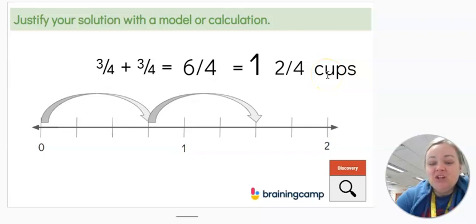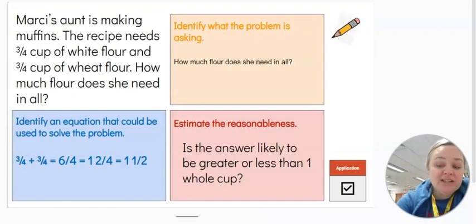cups. Good job. Today for your unit of study, you are going to be working on a couple of problems. So take your time, do the same thing we did here. Think about, what is the question asking? What is an equation I can write? And then how reasonable is my answer?